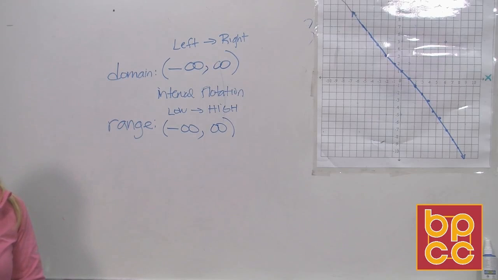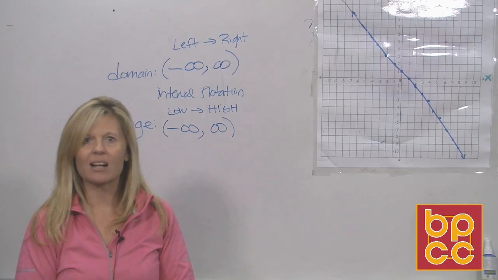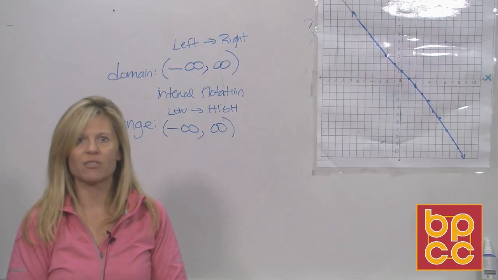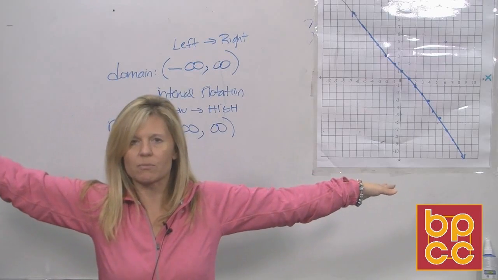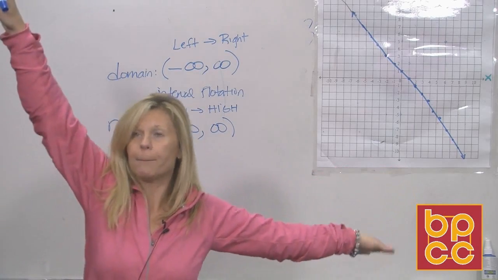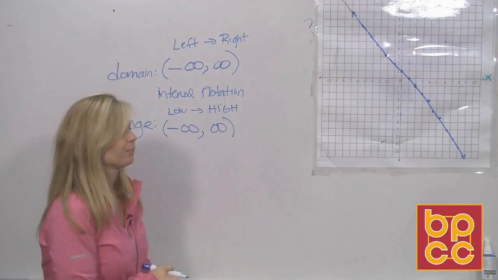Now, if you're one of these people that like to memorize facts, then you might as well memorize that. The domain and range of a diagonal line are negative infinity to positive infinity, because a diagonal line goes left to right as far as it wants, and it goes up and down as far as it wants. It covers all the numbers.